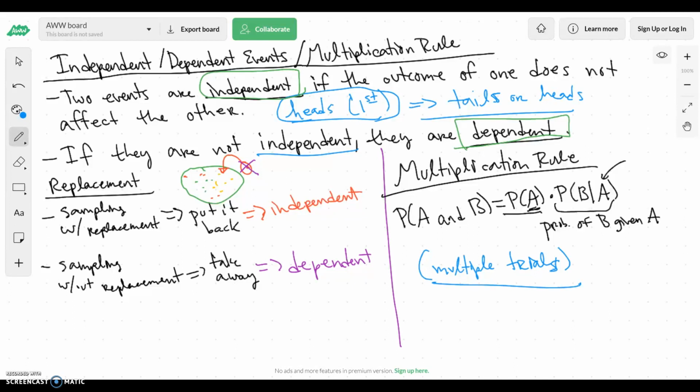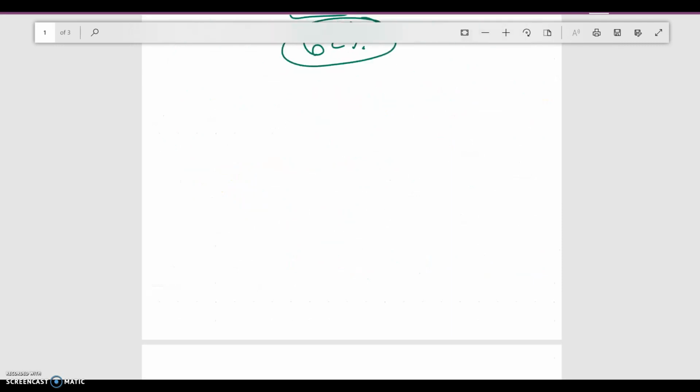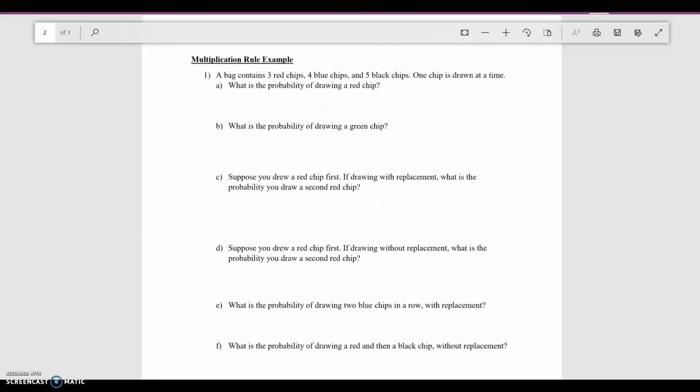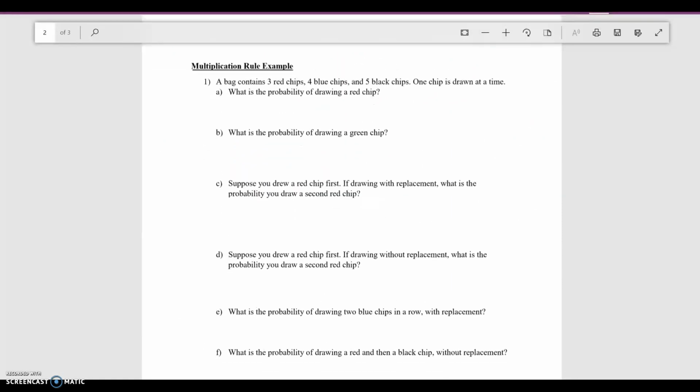Okay, so let's go ahead and do an example of this. So here is going to be my example. I have a bag that contains 3 red chips, 4 blue chips, and 5 black chips. One chip is drawn at a time. What is the probability of drawing a red chip? Well, let's first think about how many total chips we have. This one doesn't necessarily deal with any multiplication rule. It just literally wants to know what is the probability of getting a red chip.